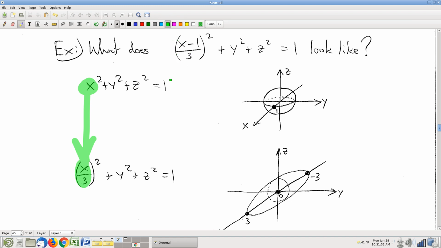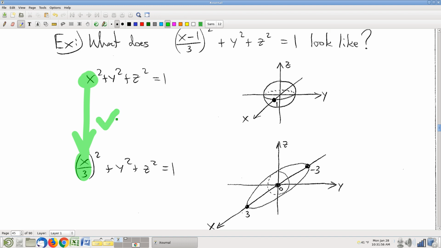Having done this, replacing x with x over 3 stretches in the x direction by a factor of 3. So what had been a unit sphere is now stretched out, and so it's an ellipsoid. It's not hard to argue that the point 1 on the x-axis gets stretched out to the point 3, and the point -1 gets stretched out to -3. Is everybody on board? Okay.